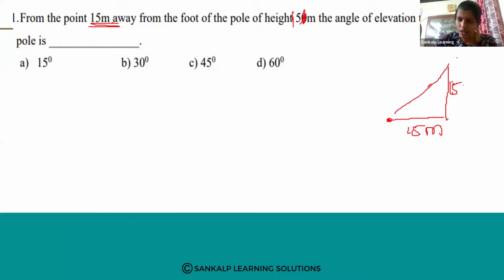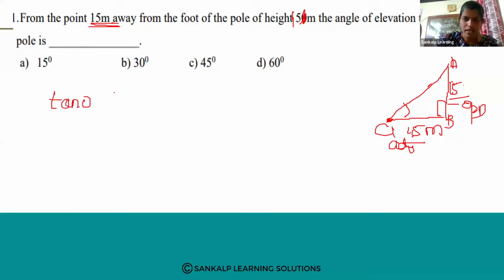So here we need the angle of elevation. A, B, C. So now here also you are going to consider angle is here, so opposite divided by adjacent. This is opposite, this is adjacent. Yes or no? So opposite divided by adjacent is tan theta. Tan theta is equal to AB divided by BC. So theta value we don't know. Tan theta is equal to AB is 15, BC is 15.